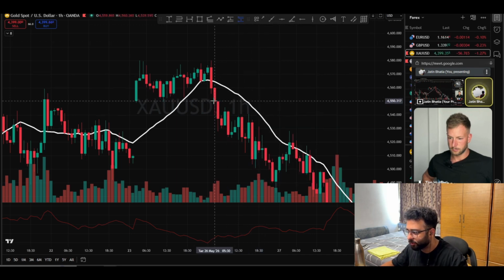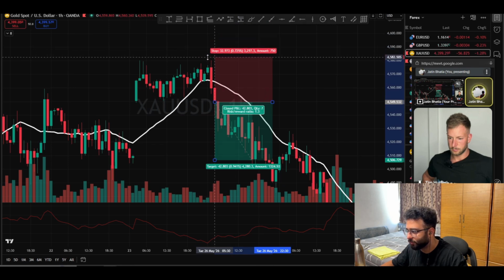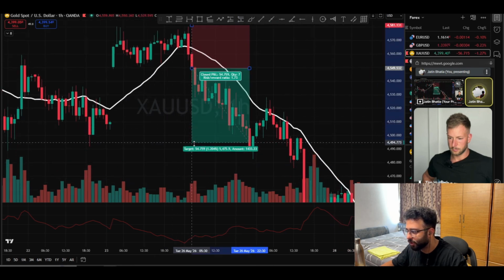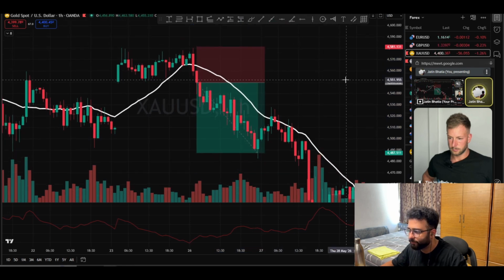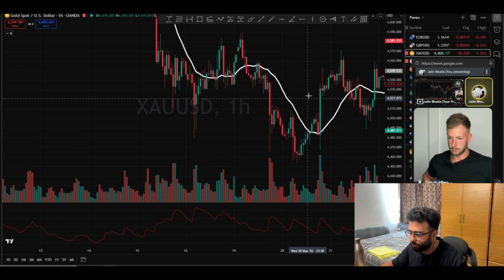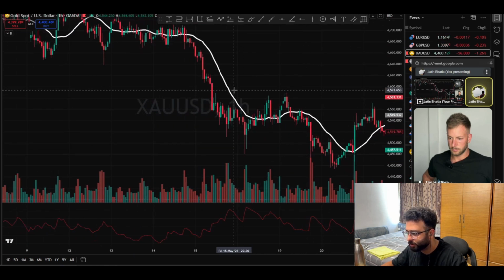So we will enter here, and we would put our stop loss above the recent high, and our target is 1 to 2. So this is one example. I'll show you another one, a long example basically.